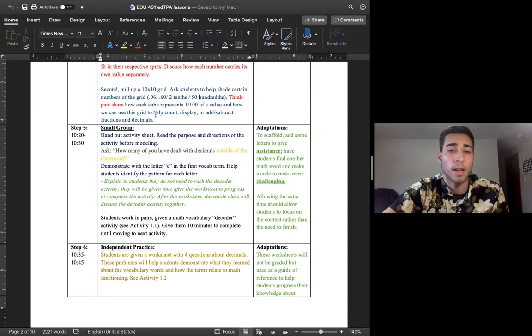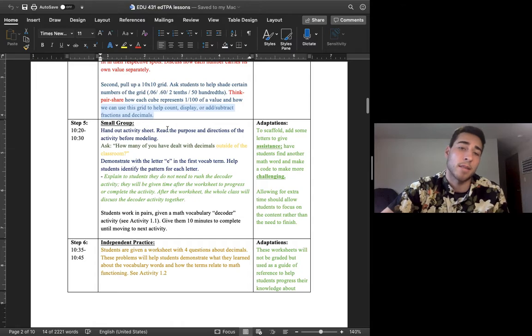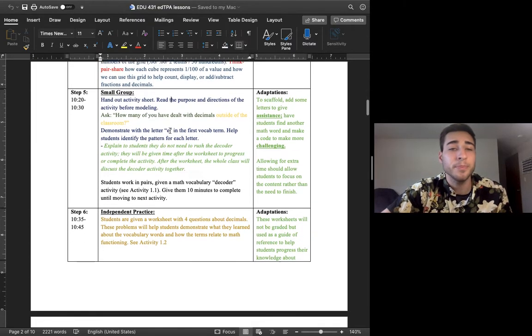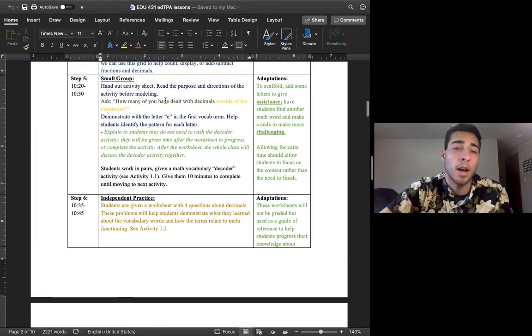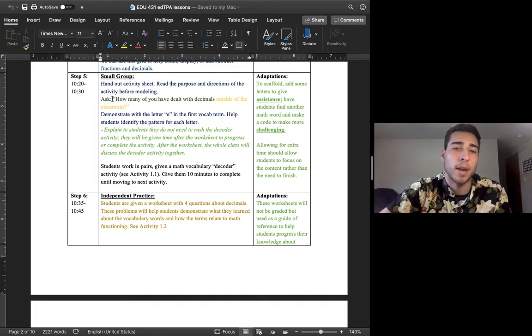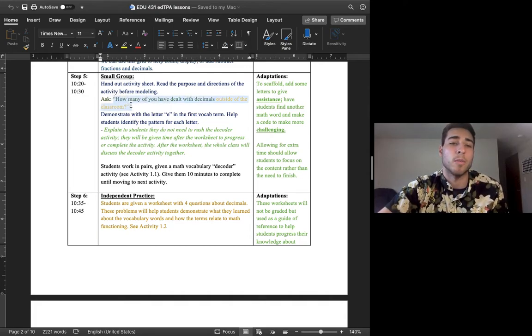Okay, and then talk about how we can use the 10 by 10 grid and other representations to help us count, display, and add and subtract. Not only decimals, but fractions as well. So I'll hand out this activity sheet. And I think the main point again is driving home how we have dealt with decimals outside of the classroom.